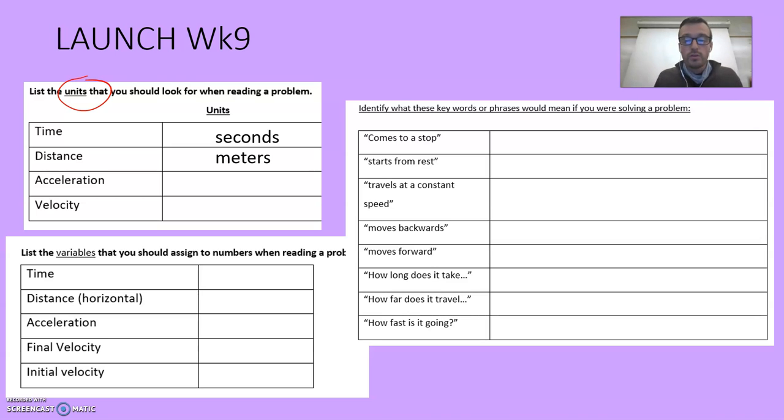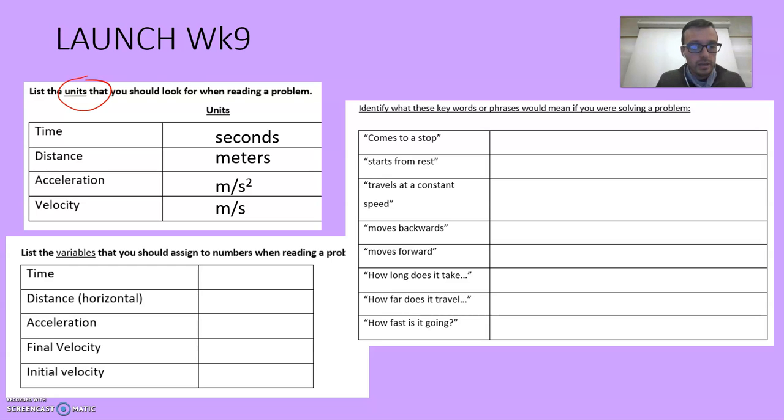Acceleration, that's the rate of change of velocity. So if velocity is meters per second, the rate of change is going to be meters per second squared for acceleration. So if you see a horse gallops at an acceleration of 2 meters per second squared, that's your a variable. And then finally for velocity, you're going to look for meters per second. That's how fast you're going and in what direction.